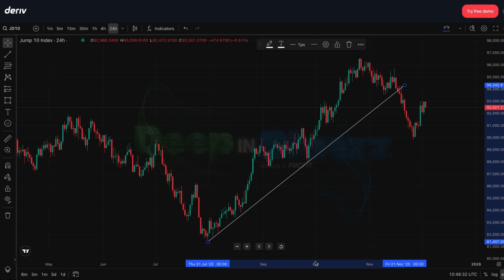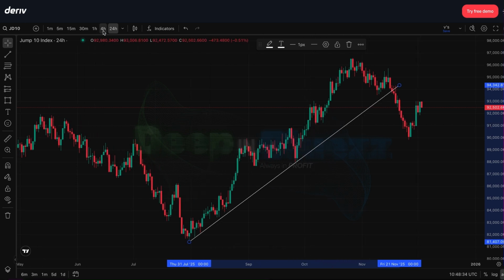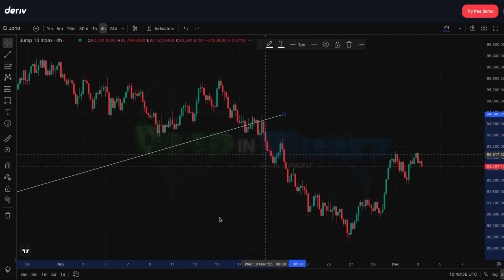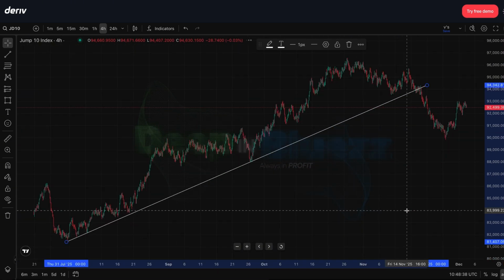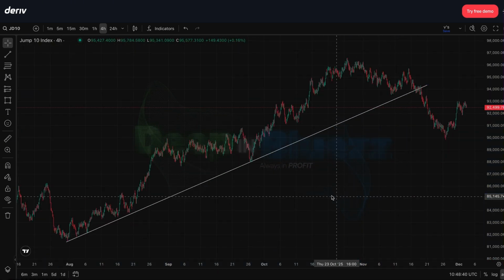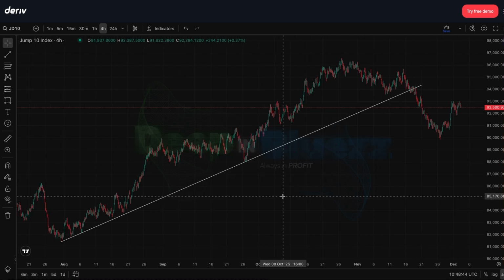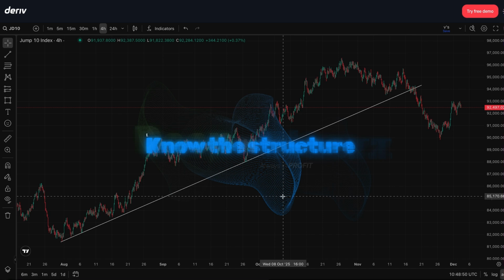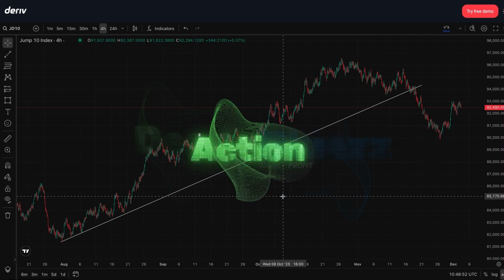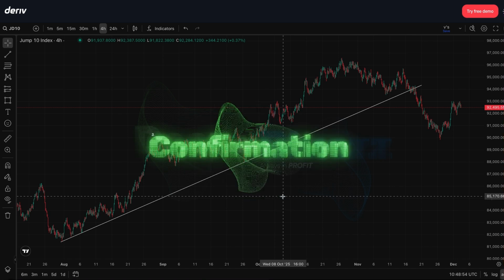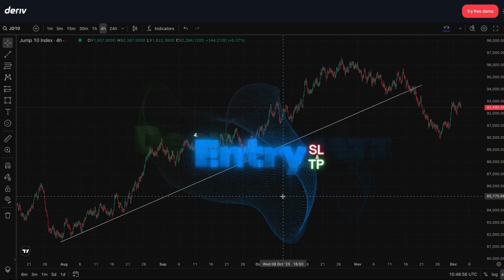So we've drawn that trend line. The next thing we want to do is go to the next time frame to see what is really happening here. The first thing you should have in mind once you enter the markets is that you are getting the direction of the market. The second thing is you are looking for action. The third thing is you are looking for confirmation. The fourth thing is you are actually entering the market and setting your stop loss and your take profits.